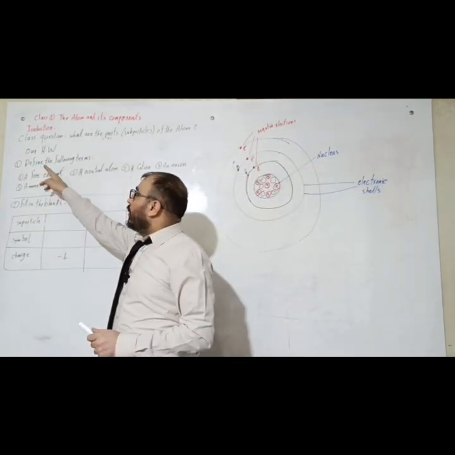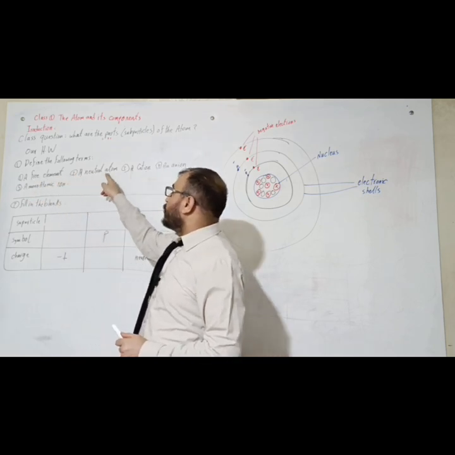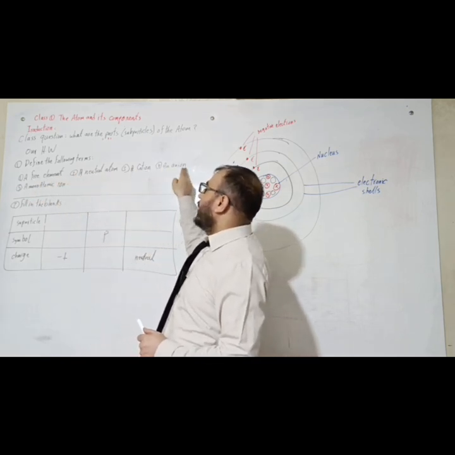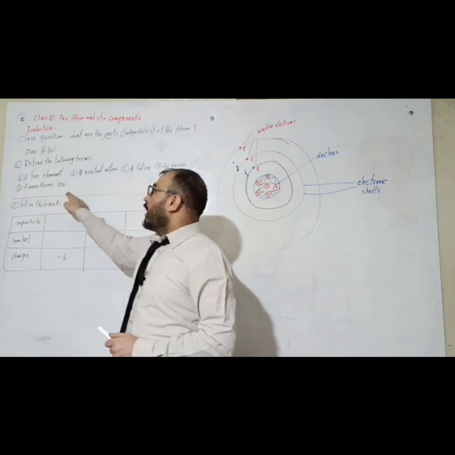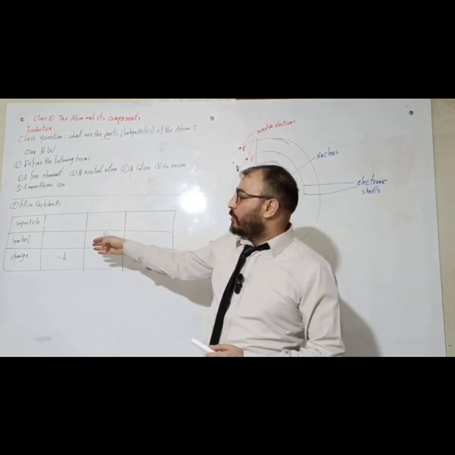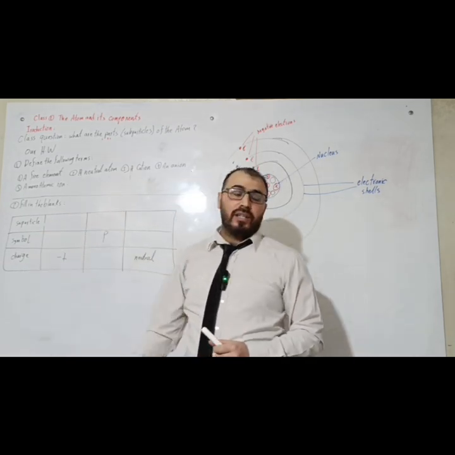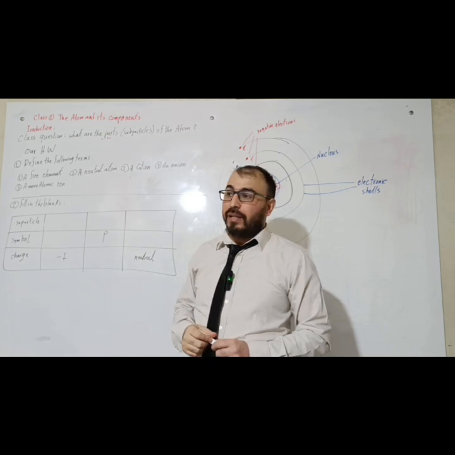Question number 1, define the following terms: a free element, a neutral atom, a cation, an anion, and last but not least, a monoatomic ion. And in question number 2, please try to fill in these blanks from what you have learned in my class.